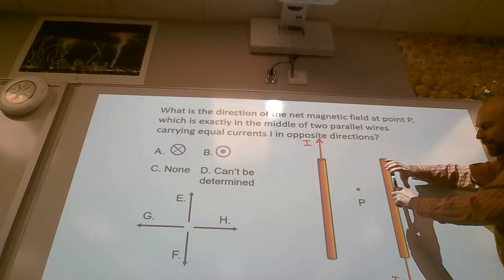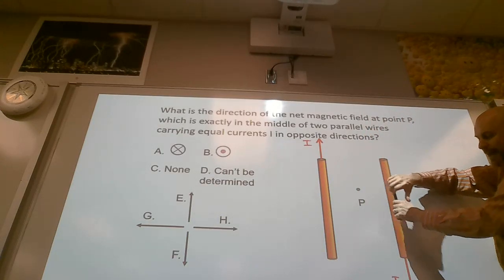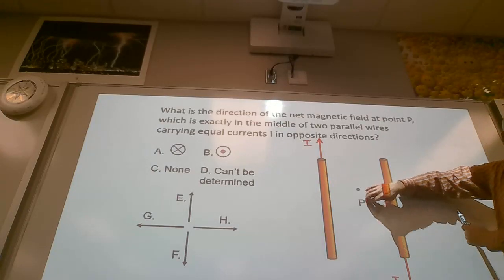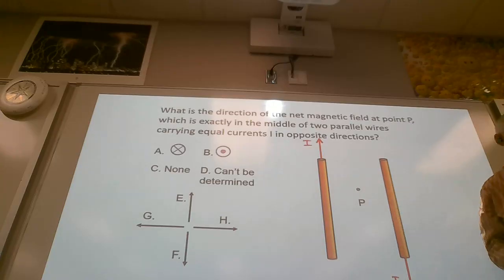Okay. Here I'm grabbing it with my thumb going down. At point P, the fingers are going into the page. Okay, correct answer is A. Both are going into the page at point P. It is not clockwise, counterclockwise. That is not what we are looking at. We're looking at which way it is going at point P. Good?